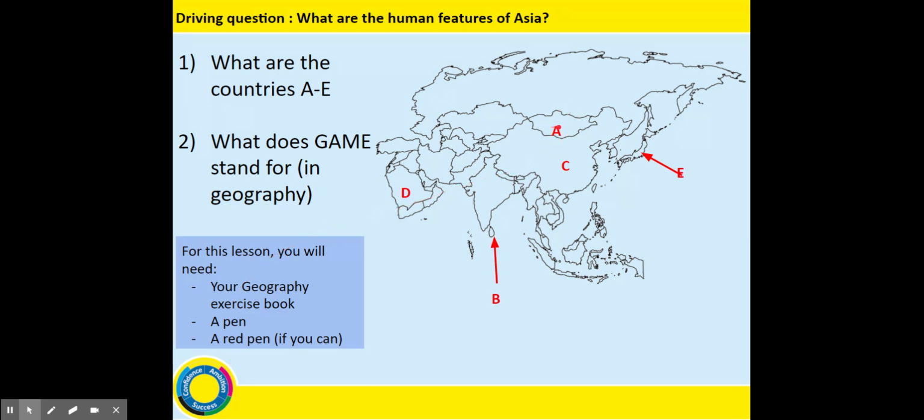Now the countries here, A is this country here, B is this small country down here off the coast of this one, C is this country here, which hopefully we know by now, D is this country here, and E is this one here. So pause the video now and complete question 1 and 2.